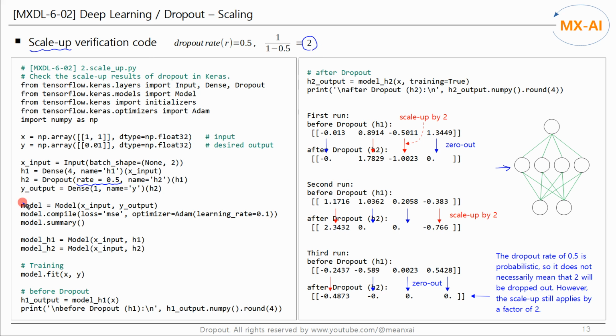Create and compile a model for training. And we create 2 additional models to check the outputs H1 and H2 of the hidden layer. H1 is the output before dropout, and H2 is the output after dropout. Fit this model to the data. Input data X into this model and check the outputs of H1 and H2.